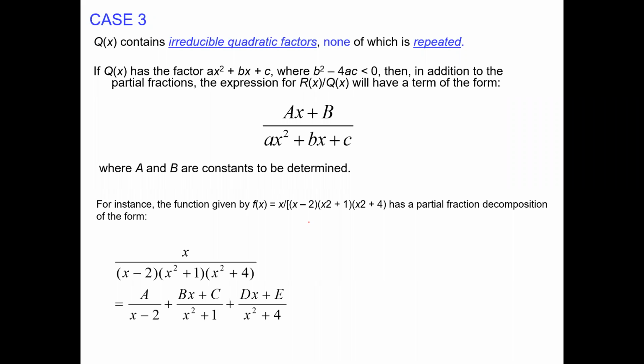Case 3. Again, I'm just repeating the information. Q of x contains irreducible quadratic factors, none of which is repeated. And now the point is, how can we set up our potential partial fractions? We may look at this expression. We have x over x minus 1, x minus 2, x squared plus 1. We can see quadratic irreducible factors. We can't factor further x squared plus 1, and also x squared plus 4.